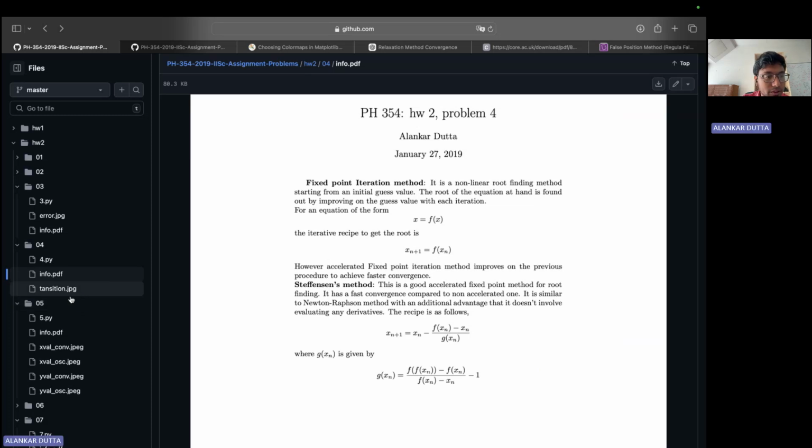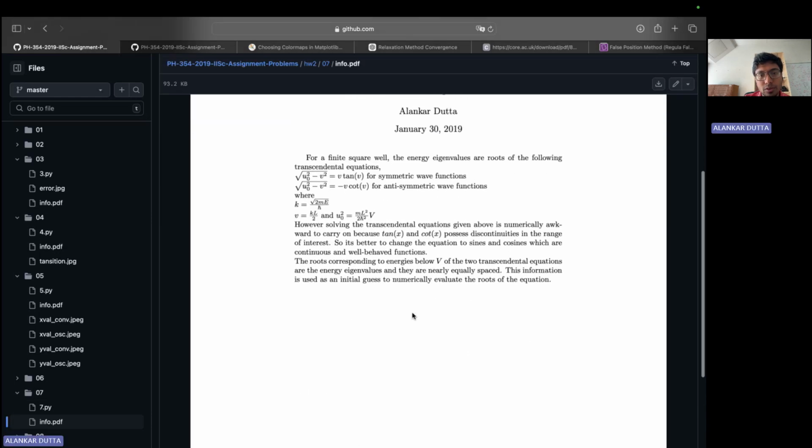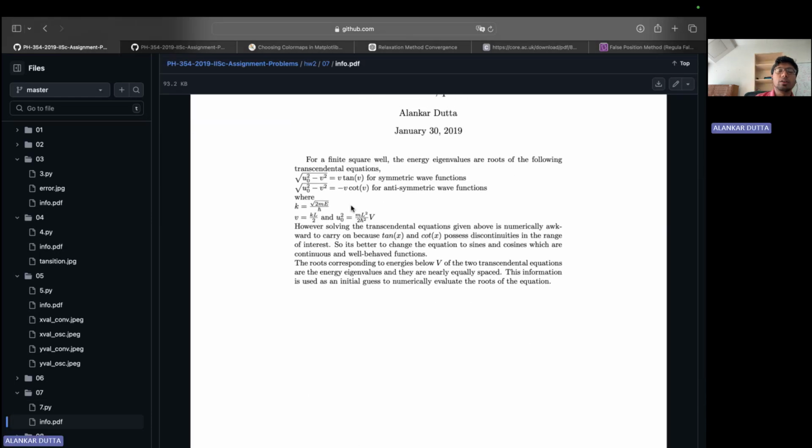Okay, so let me go back to the question and give you an idea of what's happening in here. So this was question number 7, I guess. Yes. So let's open the info. Okay, so these are the two equations that we are solving. There are two different types of energy levels that you get depending on the characteristic of the wave function. Sometimes the wave functions are symmetric about the x-axis, and sometimes they are antisymmetric about the x-axis, where x is position. So the wave function as a function of position can be either symmetric or antisymmetric.